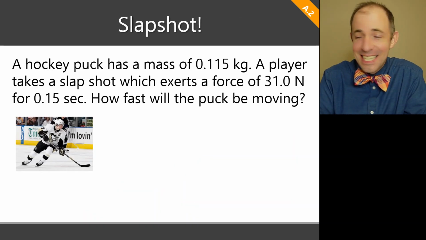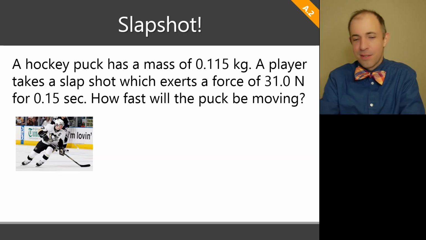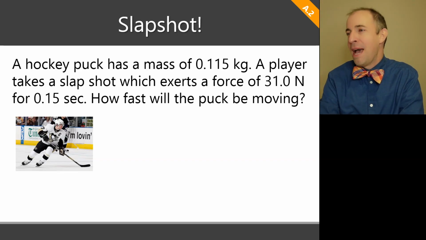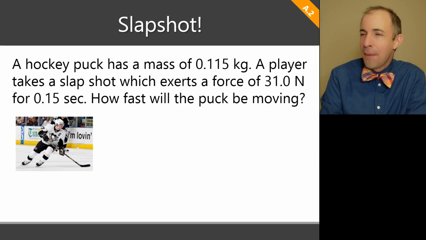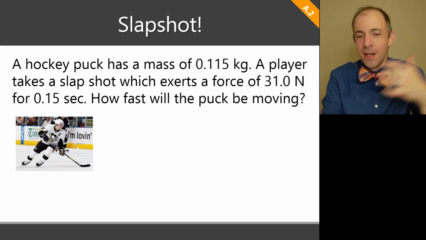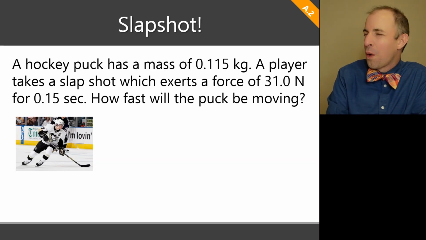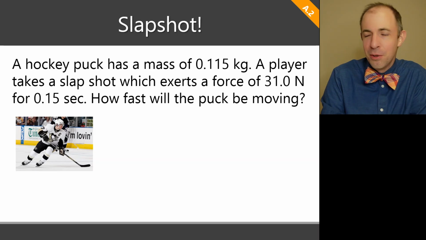All right, finally, let's get to some calculations and see how all these numbers are going to play together. A hockey puck has a mass of 0.115 kilograms. The player takes a slap shot, which exerts a force of 31 newtons for 0.15 seconds. How fast will the puck be moving?